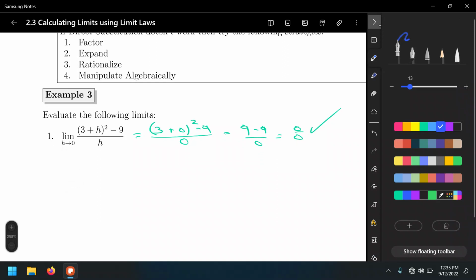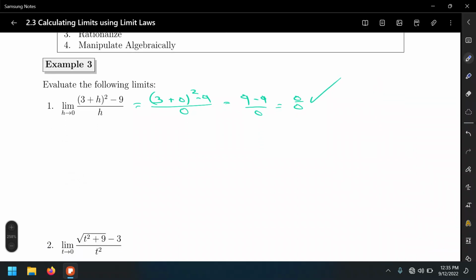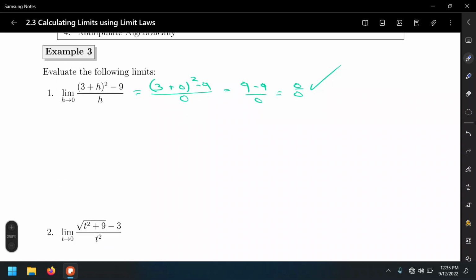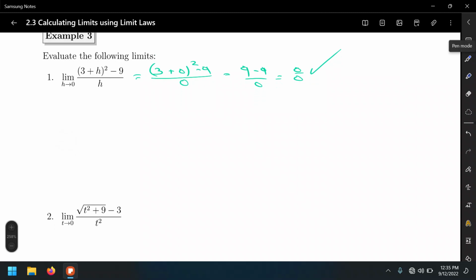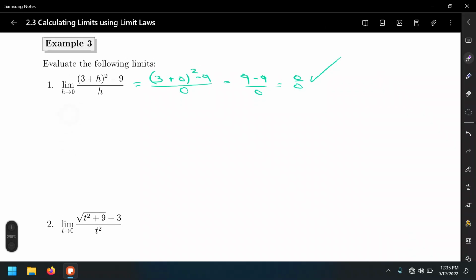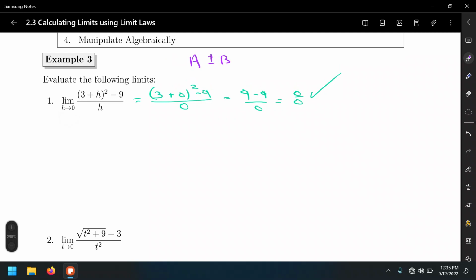Well, number one, I'm going to expand the binomial in the numerator. However, there's a couple of ways to go about that expansion. Number one is by writing the x plus h squared as 3 plus h times itself, and then foiling. However, that might take a little time. Instead, I'm going to use the square binomial formula that you may have seen before. Whenever you have something like a plus or minus b, quantity squared, we square the first term, plus or minus, depending on the case, 2 times ab, plus b squared.